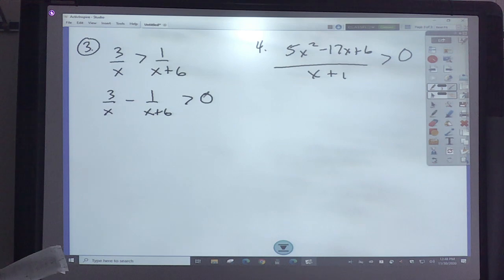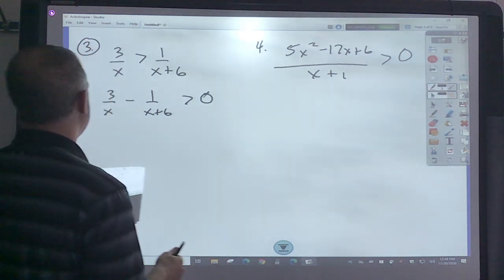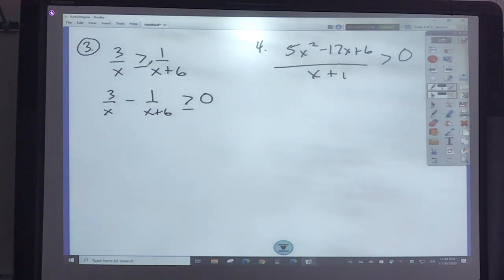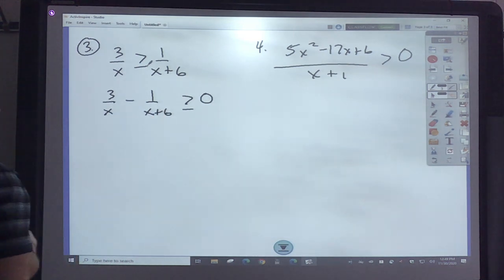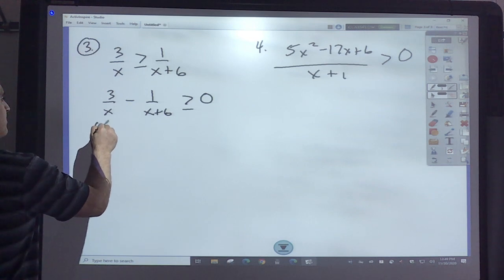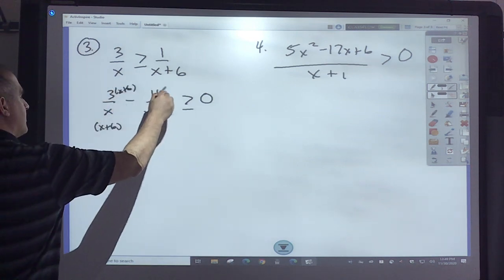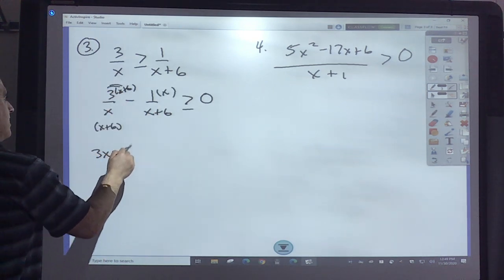Okay? Let me put a little line under here. Okay? All right? So, I'm sorry, I messed up your answer there. All right, so what I want is a common denominator. This would need x plus 6. This would just need x. Okay? So if I distribute that, that's going to be 3x plus 18.